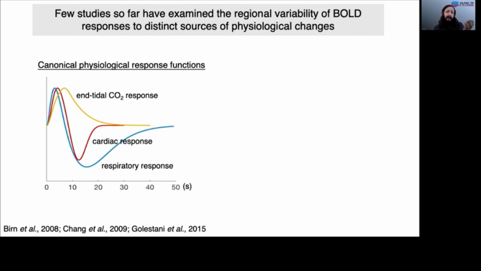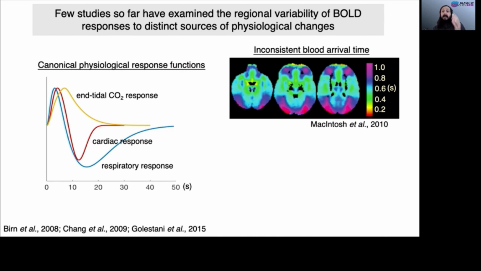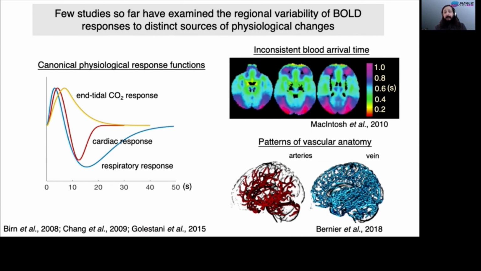However, we might expect these responses to really vary across brain regions because, for example, it's well known that the blood arrival time is inconsistent across the brain and because, of course, of the heterogeneous vascular density and anatomy. So therefore, we reason that these physiological responses may differ both in timing and in amplitude across brain regions.